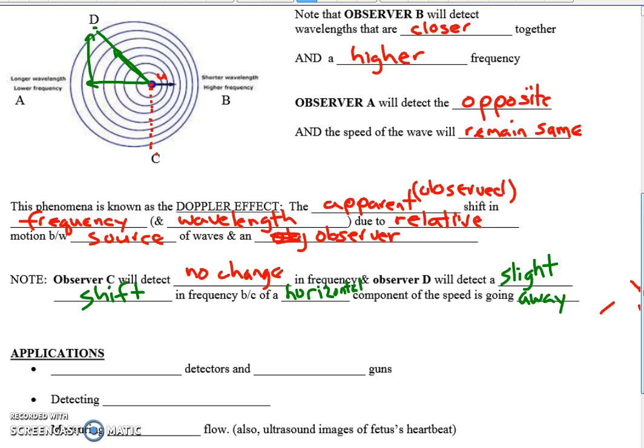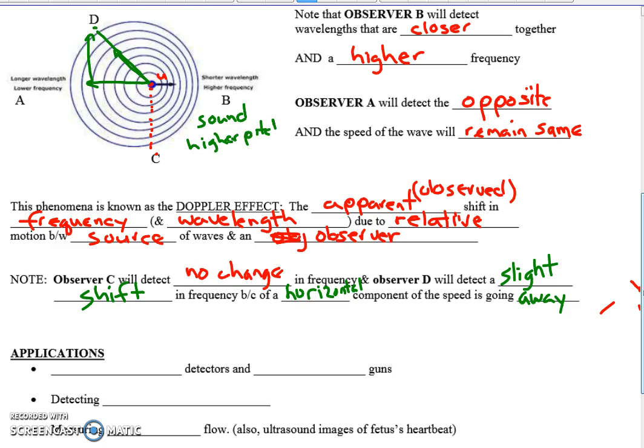So, to sum up before we go to applications, if an object is coming towards you, you will hear or see a higher frequency and a shorter wavelength. If it's coming directly at you, it's a maximum effect. If it's coming at you at an angle, then the effect drops as the angle approaches 90. If it's going away from you, then you have a shift towards a lower frequency and a longer wavelength. In terms of sound, for B, let's just talk about B, that's a higher pitch.